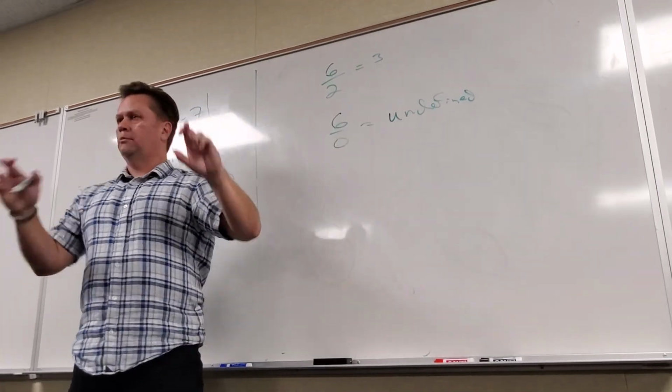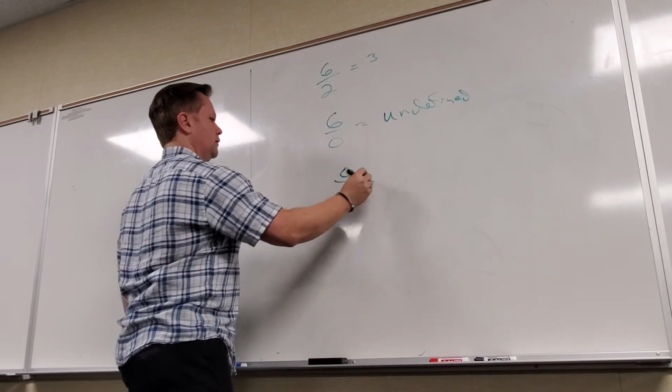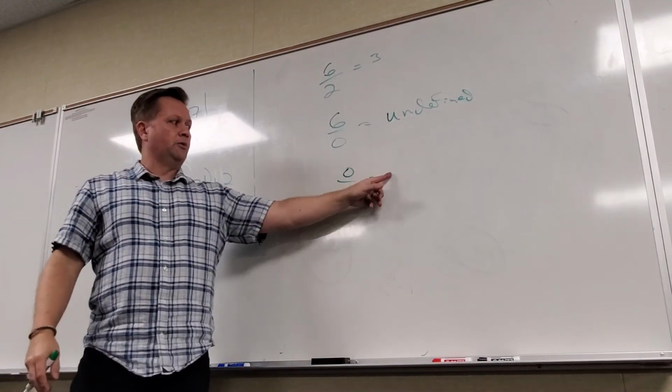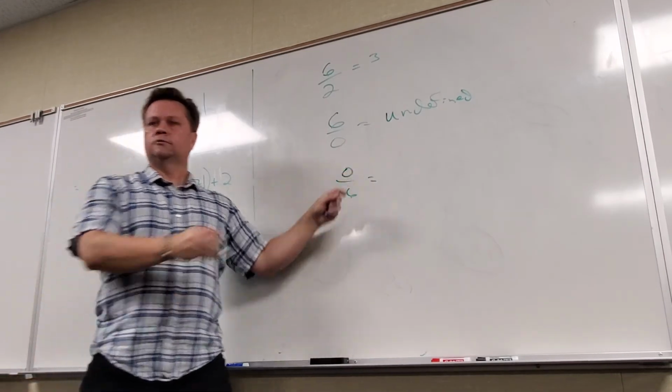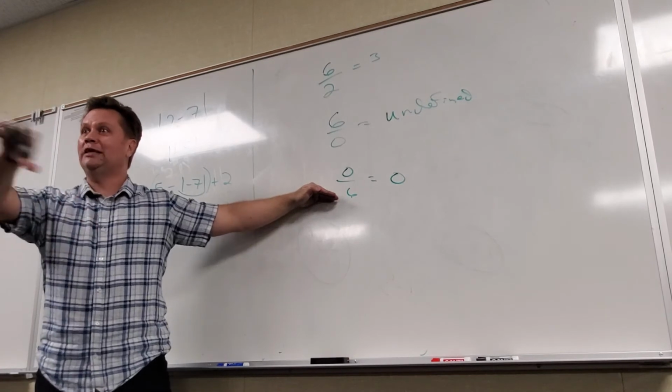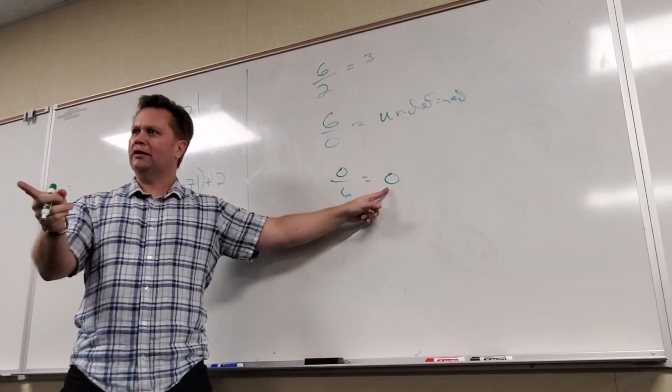Okay, maybe. But what is 0 divided by 6? And again, look at it the same way. What number do I multiply by 6 to get 0? 0. So there's no problem. This is, I have no money, and there's 6 of us. So we each get 0. Okay, see, that makes sense.